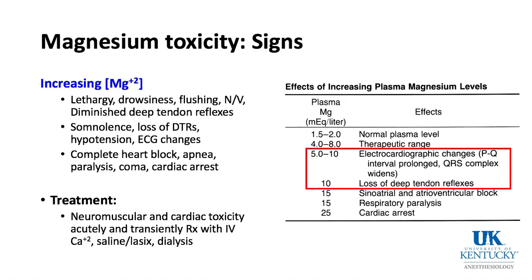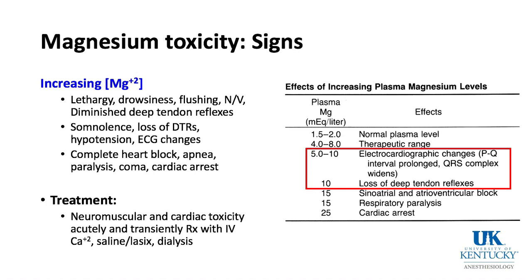Check their deep tendon reflexes. If they stop, if you lose them, you better stop the magnesium infusion. It's too high. And then you can see how the heart becomes affected at higher doses with block of the SA and AV node. And then you stop breathing and you have cardiac arrest with very high levels of magnesium.